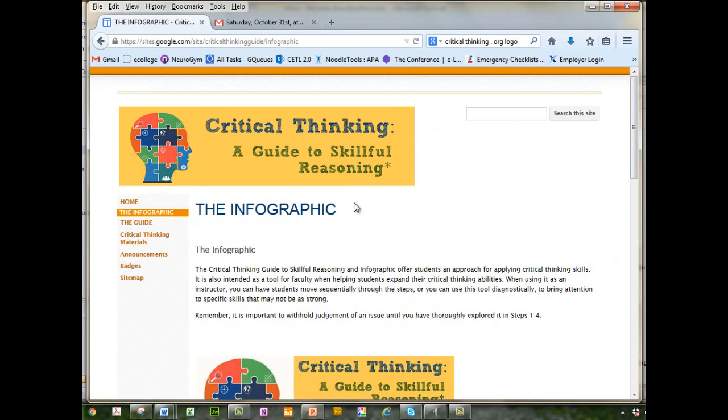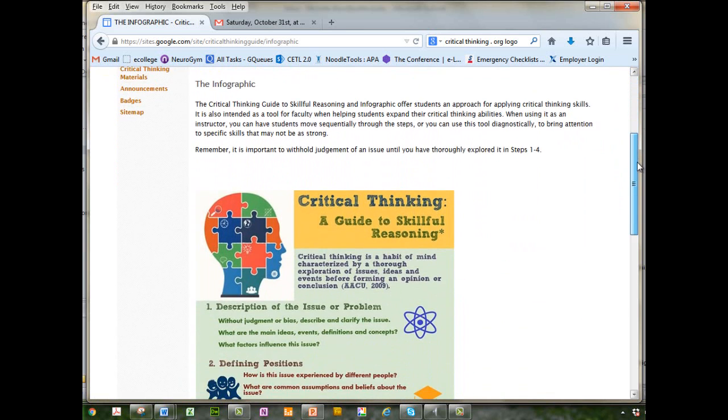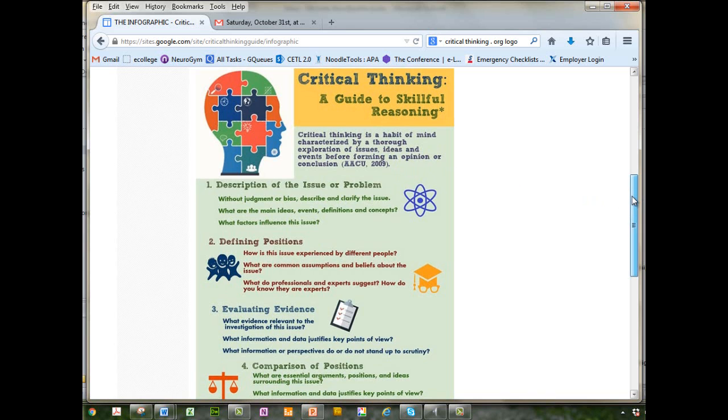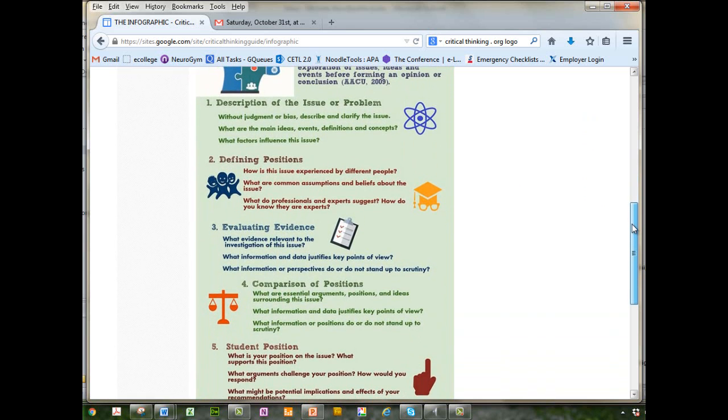Moving on, I want to take you to the infographic itself. So here we are with the infographic. This is the key tool that we are offering students in the classroom. And again, it's simple and engaging, we believe. It has that definition here at the top, and then it takes them step by step through the process of critical thinking. The first thing you want to do is describe the issue. Without judgment or bias, we want to clarify the issue. What are the main ideas, events, definitions, and concepts? What factors influence the issue?